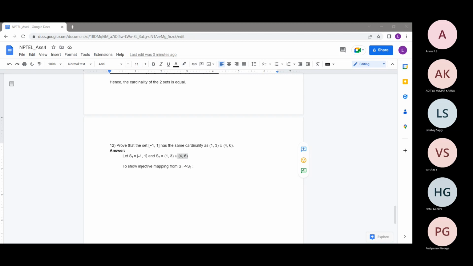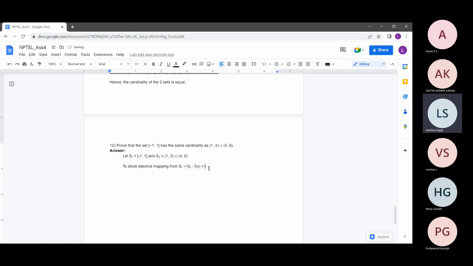So come on guys, try out. I don't think it's that difficult to give a function which is injective and maps. You can just try out a linear function. A linear function is injective, we know, and you can try a linear function which maps -1 to 1 to 1 comma 3. So maybe I'll just give this out to you guys.